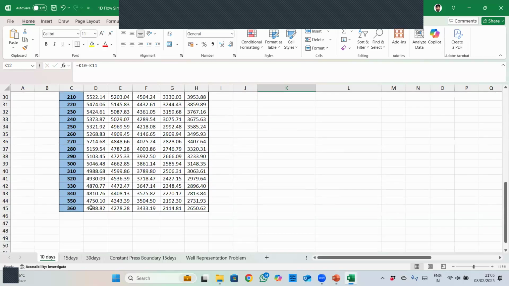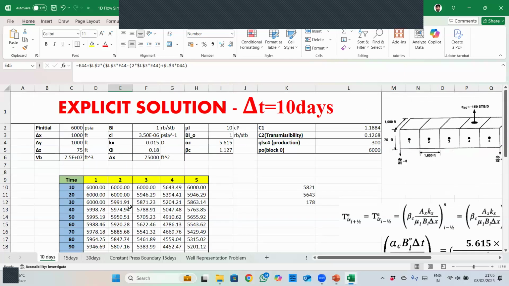And at the end of the 1 year time period, it is now 2114.81 psi in grid block 4, 4688.82 in grid block 1, because it is farthest from grid block 4, 3443.19 psi in grid block 3, 2650 in grid block 5, and 427 in grid block 2. That is how we can estimate the distribution of pressure in the reservoir using the explicit solution. So this is how a simulator works.